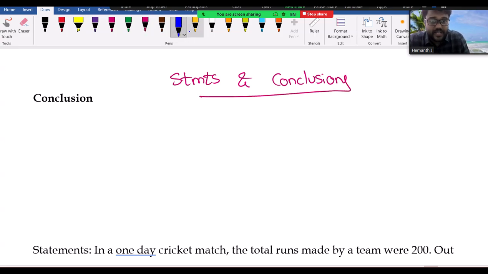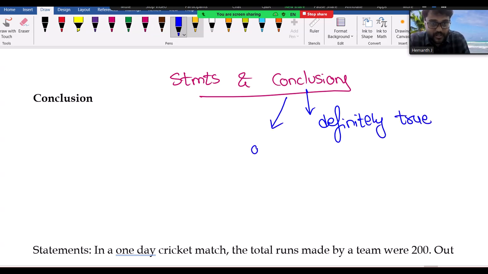Guys, listen. The conclusion must be definitely true. The only point to keep in mind is, is it definitely true or not? Is it always true or not? If there is doubt, don't consider it a conclusion. Doubt does not come into a conclusion. Is it definitely true or always true? Then only you conclude it. Otherwise, it's not correct, that is wrong. Now, that's a very simple introduction, nothing more.